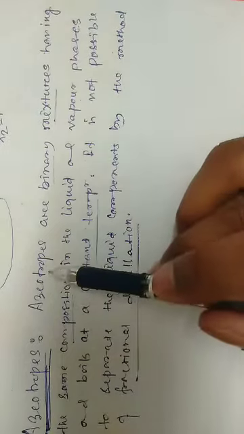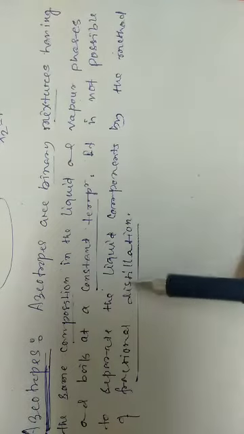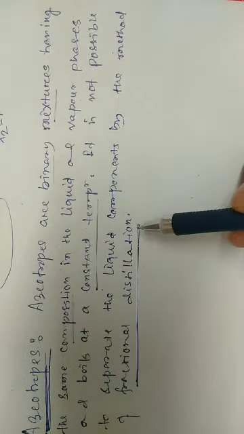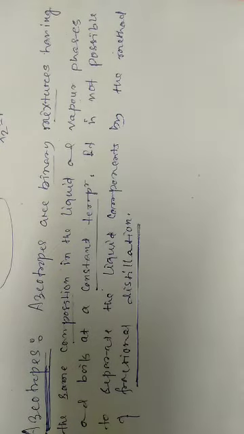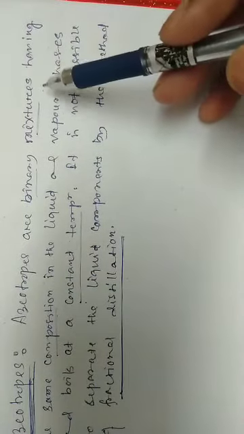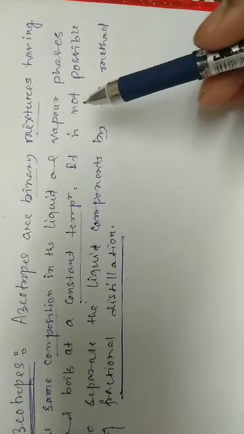So azeotrope is also a liquid mixture, but from an azeotrope two liquids cannot be separated by the method of fractional distillation. So from an azeotrope, why two liquids cannot be separated by the method of fractional distillation? Because in an azeotrope both liquids are boiling at the same temperature. Azeotropes are normally non-ideal solutions. So azeotropes are showing either positive or negative deviation from Raoult's law.